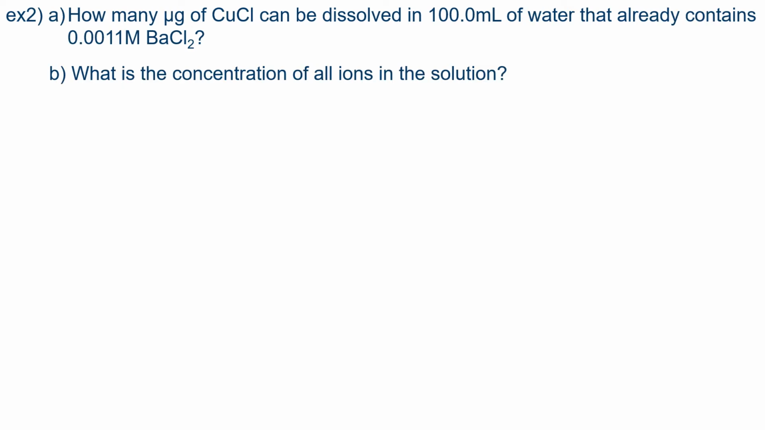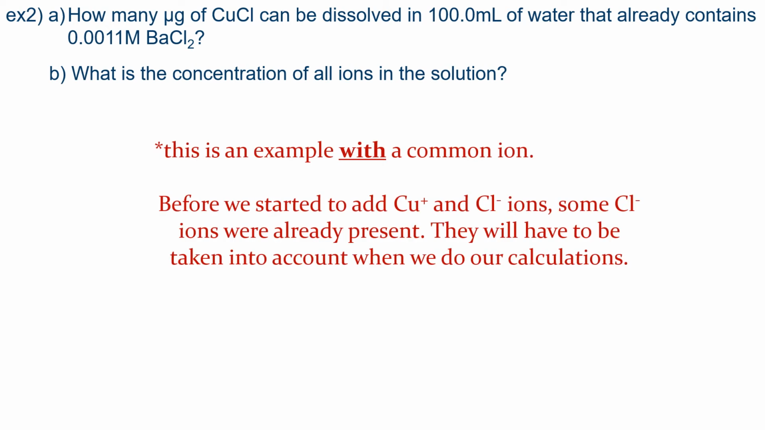Example 2. How many micrograms of copper chloride can be dissolved in 100 milliliters of water that already contains 0.0011 molar barium chloride? Part B asks us, what is the concentration of all ions in solution? Now this is an example with a common ion. Before we start to add Cu plus and Cl minus ions, some of the chloride ions were already present.